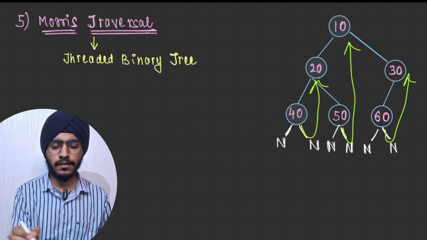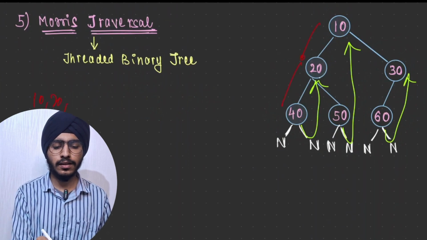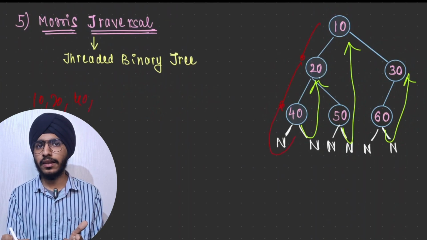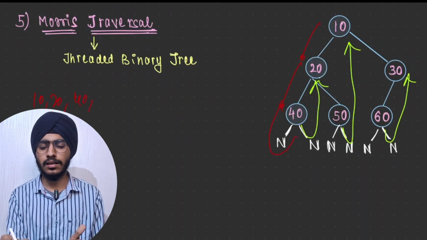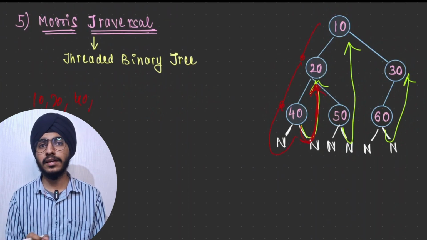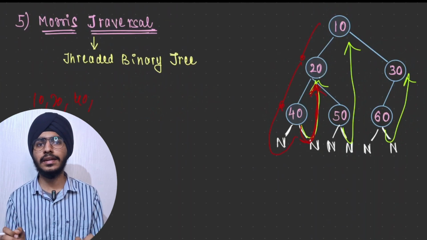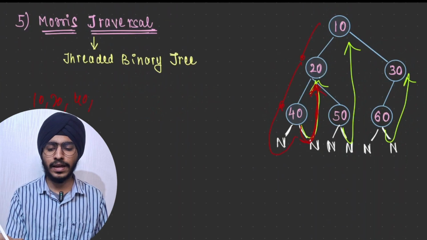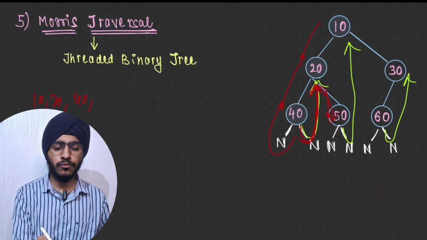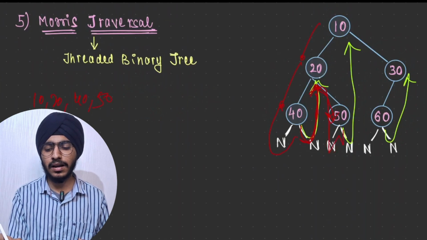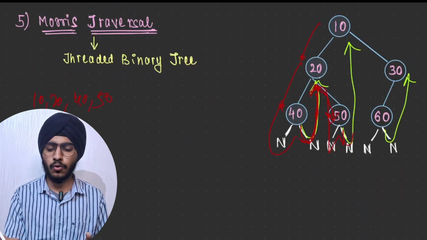So we will print 10, then we go to 20, then we go to 40, then 40 will say go to left, that is null. 40's right is not null now because it is pointed to 20. So 40's right will go to 20. Now 20 will say there is a thread from 40 to 20. That's why, because left is completed, now we will jump to the right. So we will come to 50. Now 50 will say null. Now 50 will say this right part is the thread now. So we will go to 10.